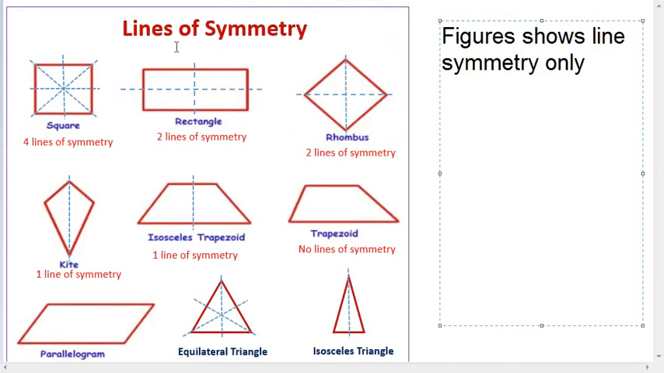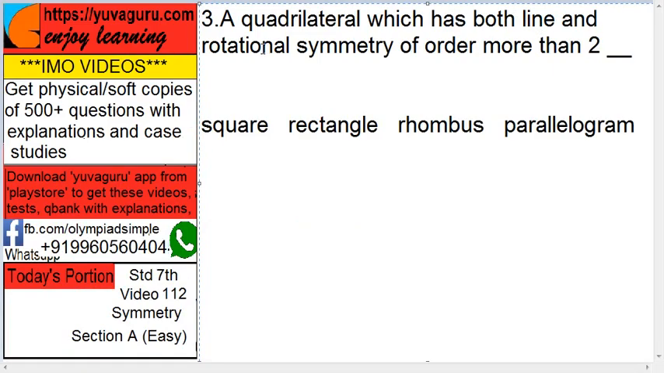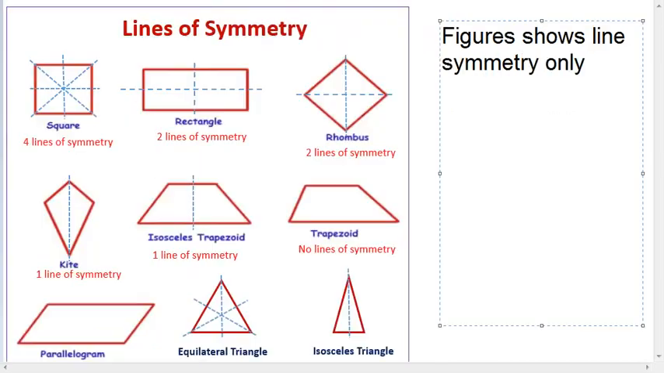See these figures. But remember, these figures are only for line symmetry. We want two symmetries, right? Line as well as rotational. So the figure given is for line symmetry only. Rotational symmetry we have to imagine. Now how to imagine? First check line symmetry. More than 2 it should be.